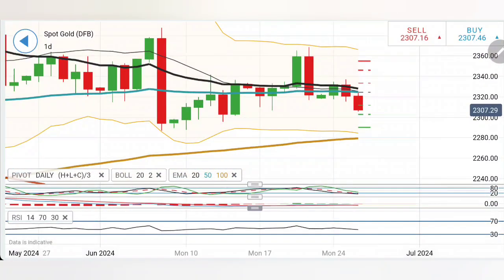Thus, looking at this, you can sell here at 2305.02 levels, expected to move towards 2297.95, 2290.87, and below that 2280, 2260 levels will be seen here, if not today, sometime soon.